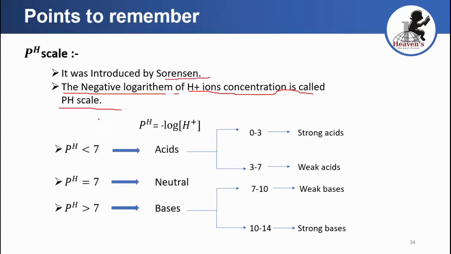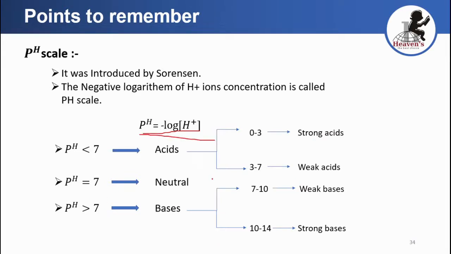Here in pH, P means power, and H means H plus ions. So the power of H plus ions, the concentration of H plus ions, is called the pH scale. So the formula is pH equals minus log H plus concentration. What is the formula? pH equals minus log H plus concentration.